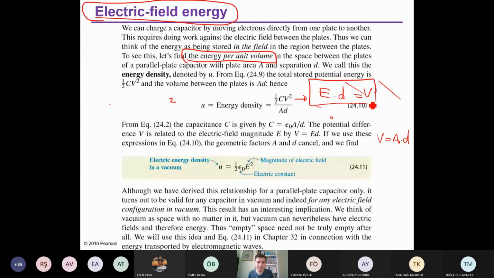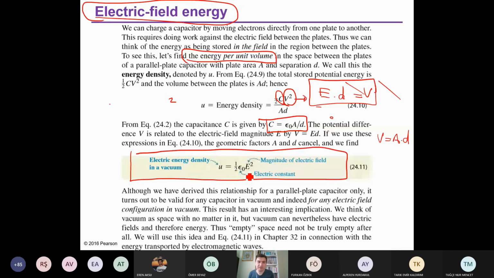Then finally, electric energy density in a vacuum, or energy per unit volume, is given with 1/2 epsilon 0 E square. This is the magnitude of electric field between the plates, and this is the electric constant, and this is the electric energy density in a vacuum. I hope this part is clear. If not, please let me know.